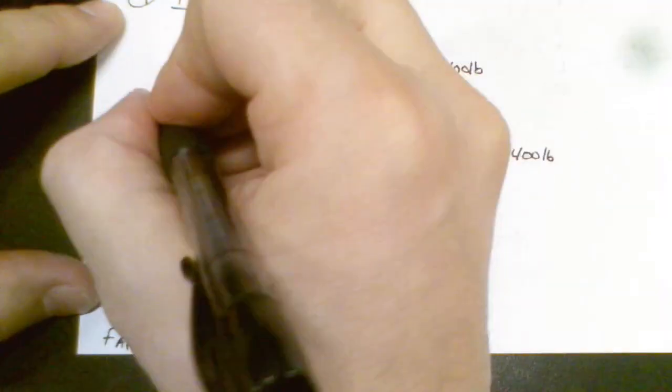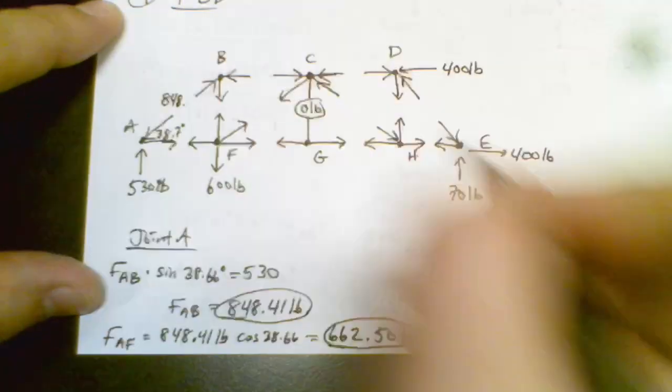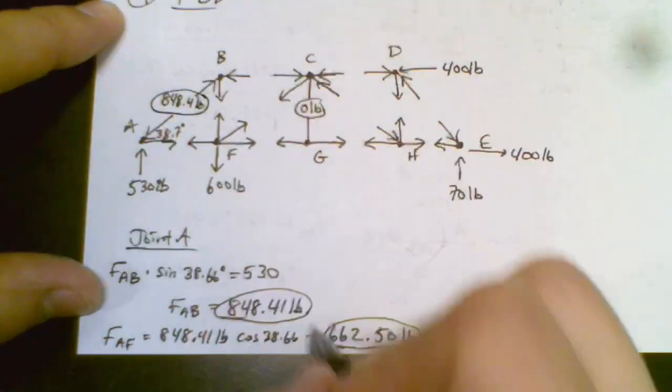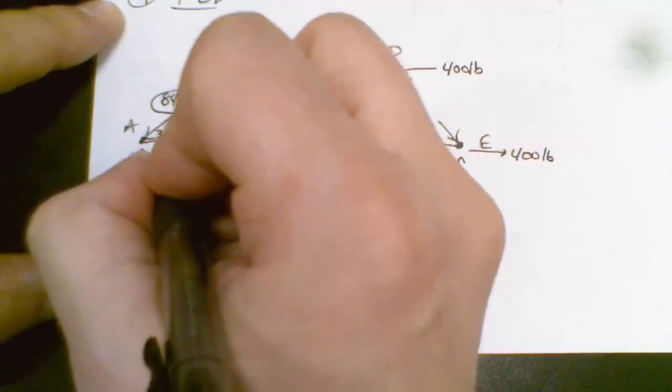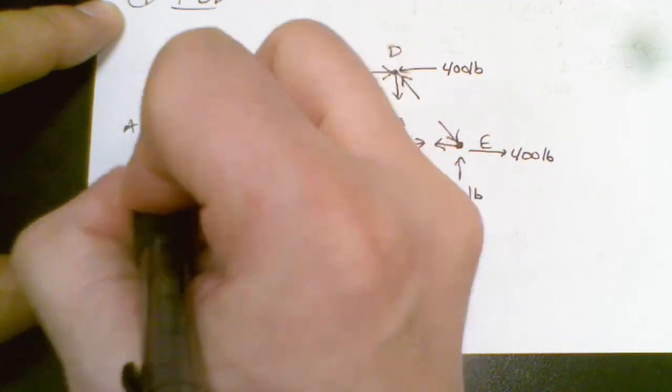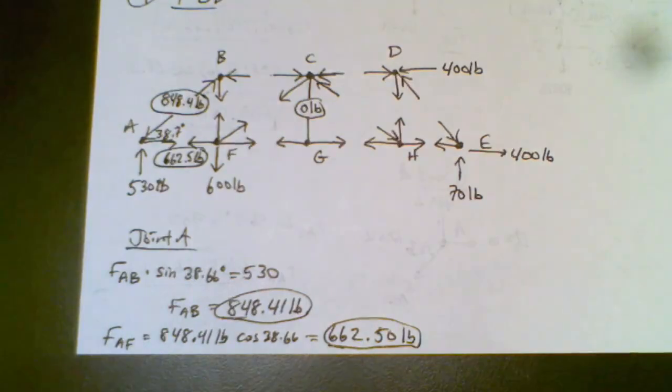So I can write 848.4 here, and I can put 662.5 here. So I found those. I can do a similar thing on E to find the vertical part. I'm going to pause and do that.